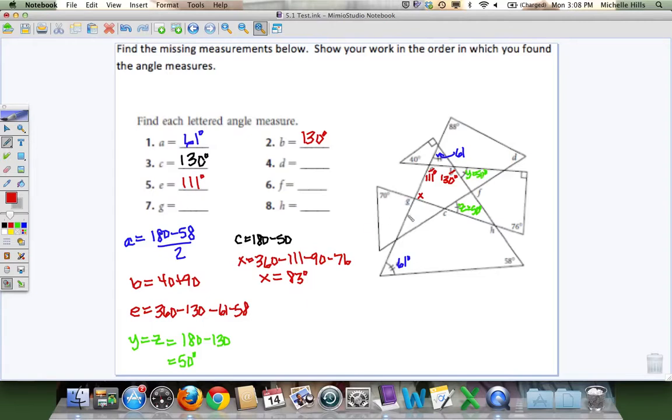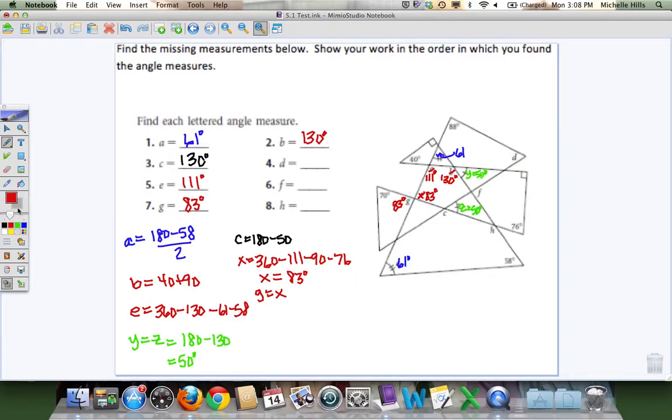G equals X because they're a vertical pair. So actually, G equals X was the next thing I used. Since X is 83 degrees, G is 83 degrees. Now I'm going to mark those in 83 degrees, and X that I just found is also 83 degrees.